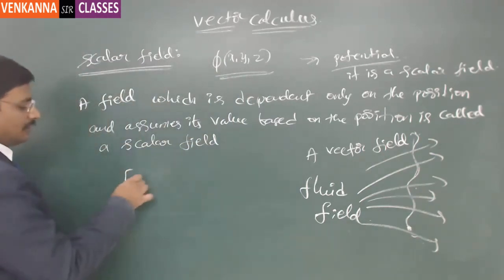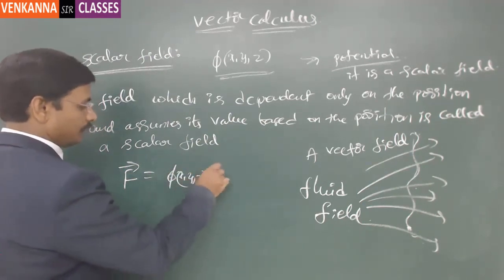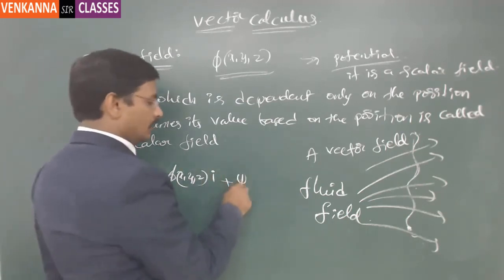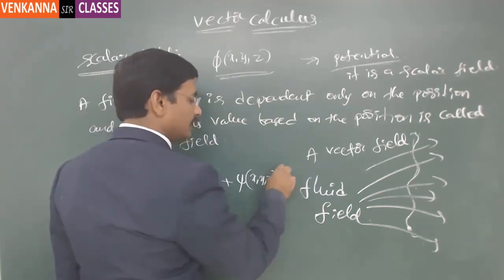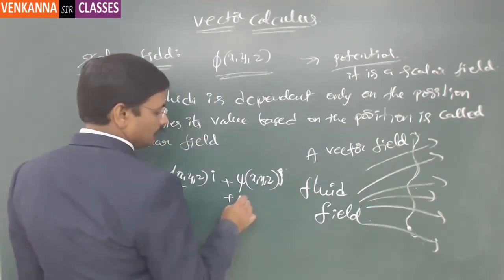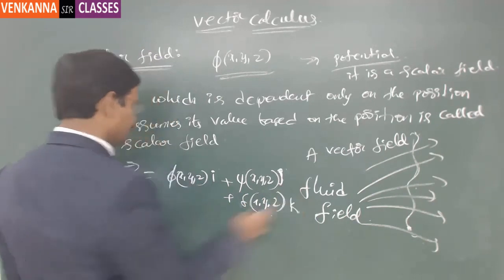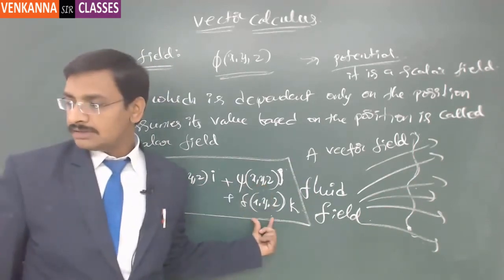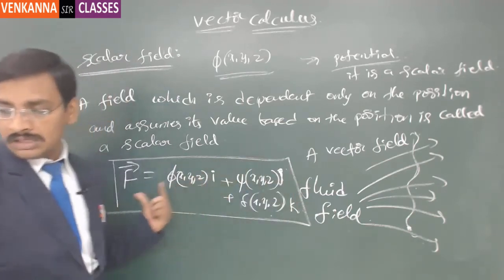Usually a vector field is represented as F = phi(x, y, z) i, so here the directional component comes into the picture, plus psi(x, y, z) j cap, and plus gamma (or delta) of (x, y, z) k. It is dependent on the position, and at the same time on the direction as well. If you notice, this is a vector field. Here there are three different scalars, and each is associated with one direction. This entire field together we call a vector field.